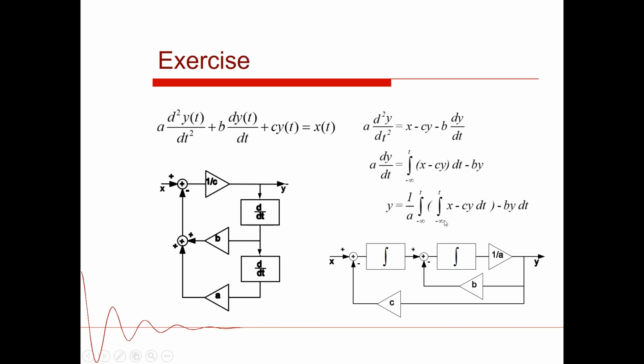Then we have to take the integral of this expression. And that is this mathematical operation over here. So now we have realized this part of my equation. Now we have to subtract from this signal b times y, so y times b with a minus because of the subtraction, which yields the signal over here, which is equal to this complete expression. Now we have to take the integral of that signal. Well, that is this signal. And we have to multiply everything by 1 over a, which is the last step over here.